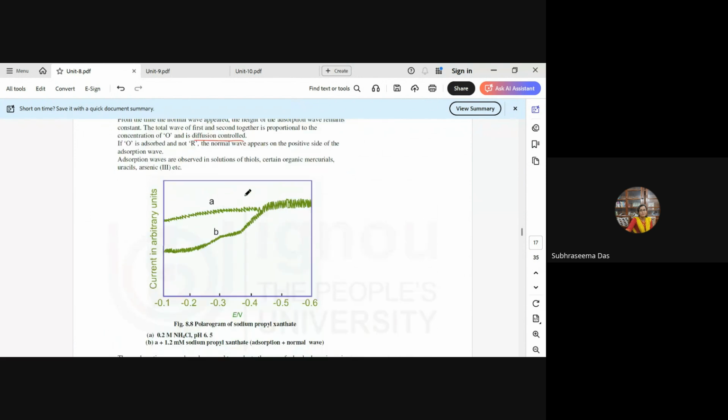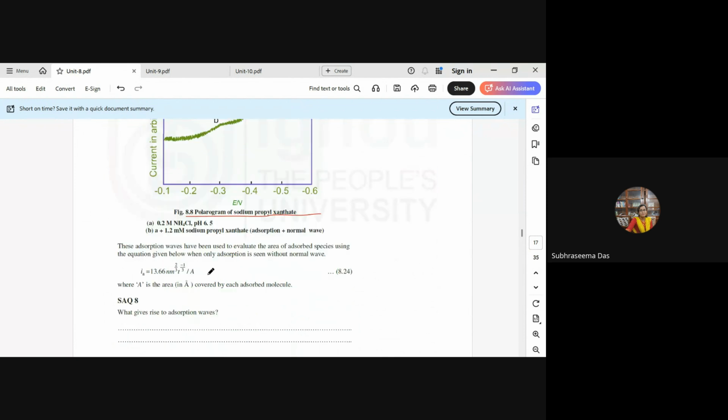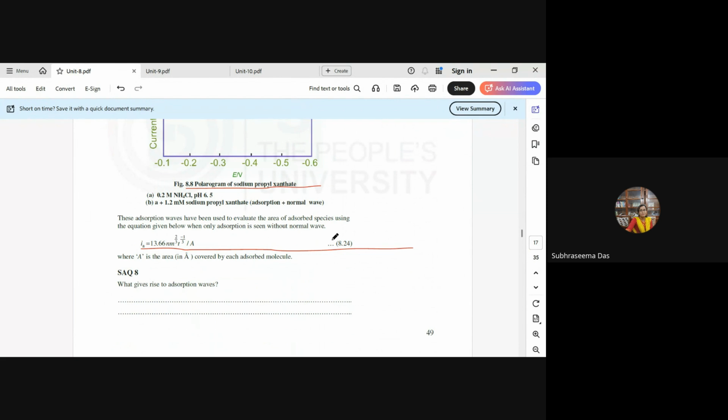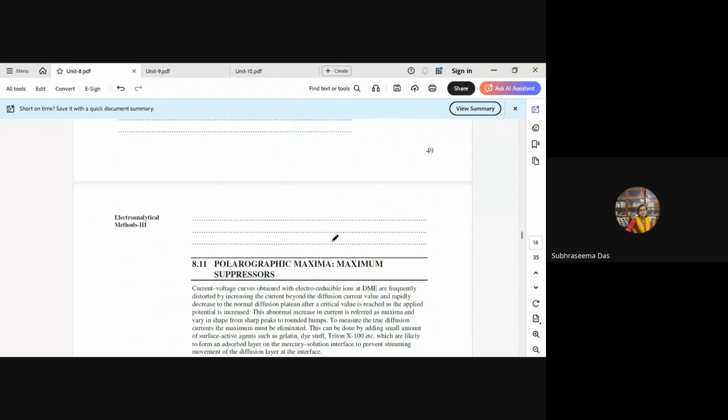Adsorption waves are observed in solutions of thiols, organic mercurials, uracil, arsenic, etc. This is figure 8.28. It shows the polarogram of sodium propyl xanthate. The adsorption waves have been used to evaluate the area of adsorbed species using the given equation 8.24, where A represents the area that is covered by the adsorbed molecule.